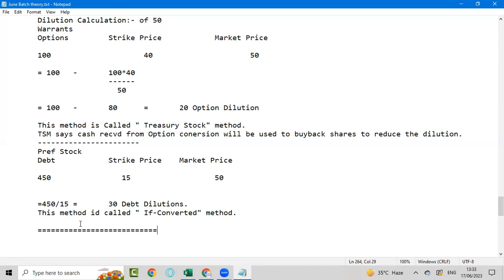I have a doubt. Excuse me, sir. Yes, tell me. Sir, can you please explain what is strike price? Strike price is the price at which shares will be issued to you. The market price of the share is 50 rupees, but at this particular price, you can purchase the shares from the company. Okay, sir. Thank you, sir. Strike price is also called exercise price.